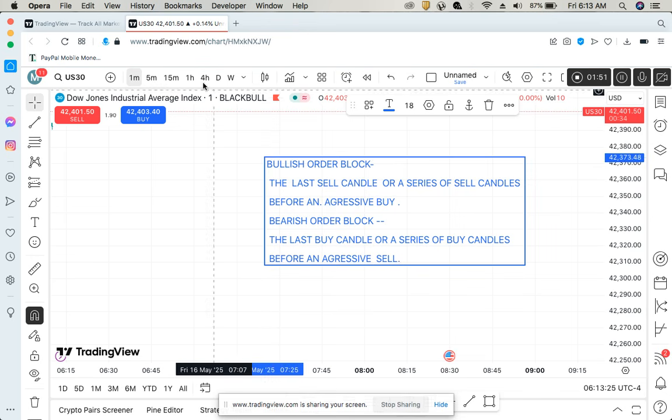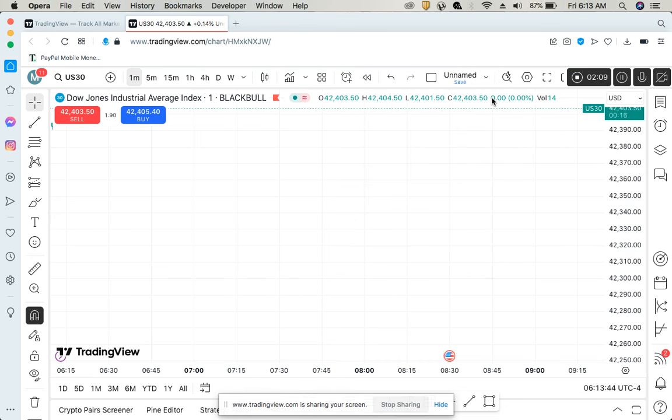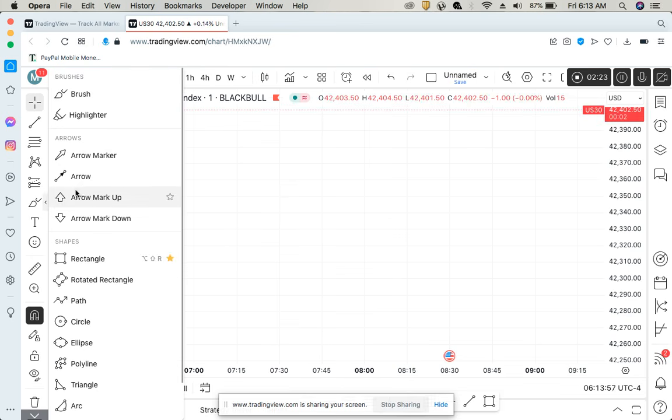So, a bullish order block is the last sell candle or a series of sell candles before an aggressive buy. Okay, so a bearish order block is the last buy candle or a series of buy candles before an aggressive sell. I hope you understand that. So we've said that for you to understand the breaker model, you need to understand what an order block is. In the case of a bullish order block, we expect support. In the case of a bearish order block, we expect resistance. So let me show you some diagrams before we get into the charts.